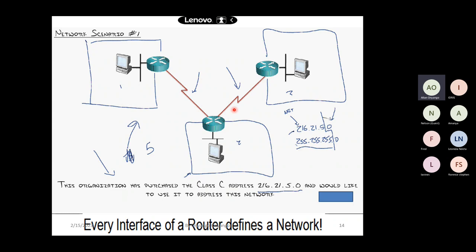These are one, these are one. This is a LAN, and a LAN. So we have five networks here. Five networks. What is the equation? The equation is right here.